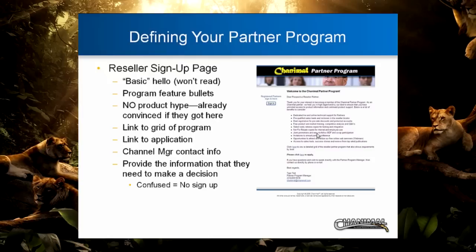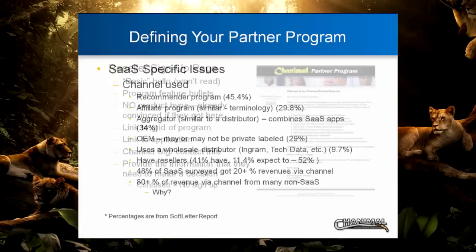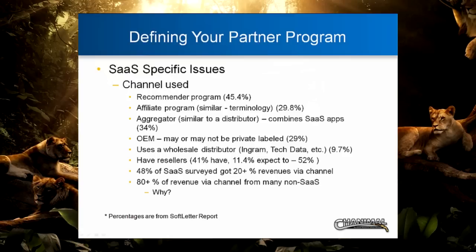Okay. And so notice the basic hello, I'm not going to read that part. Program features, the bullets, no product type, a link to a grid of the program, a link to the application, like right here, click here to apply. Channel manager contact information provided. This is so simple. And yet I would probably say 60 to 70% of every website that I go to, especially the big companies, just miss this completely. And resellers that I talk to just get ticked off because they can't find what they're looking for. And they wonder why they have a hard time recruiting. Okay, so those are the elements of defining a reseller program.